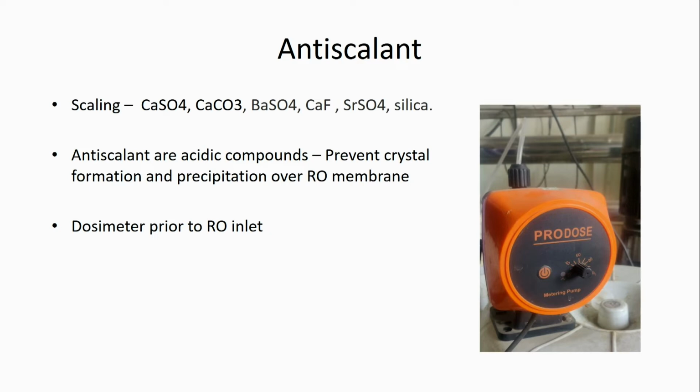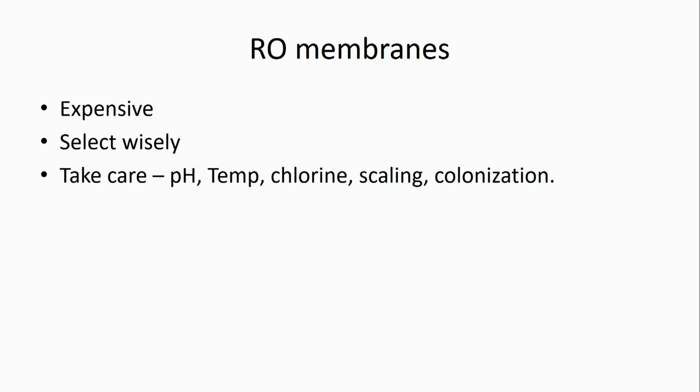Scaling of the RO membrane is another problem which decreases the performance of RO. Therefore, antiscalants are acidic compounds which prevent crystallization and precipitation of these salts over the RO membrane. These compounds are continuously fed to the RO inlet via a dosimeter, which is placed prior to the RO membrane. Now coming to the RO membranes. These are very expensive, and therefore we should select them very wisely, and we have to take care of the RO membranes by assuring proper pH, temperature, chlorine content, scaling and colonization.